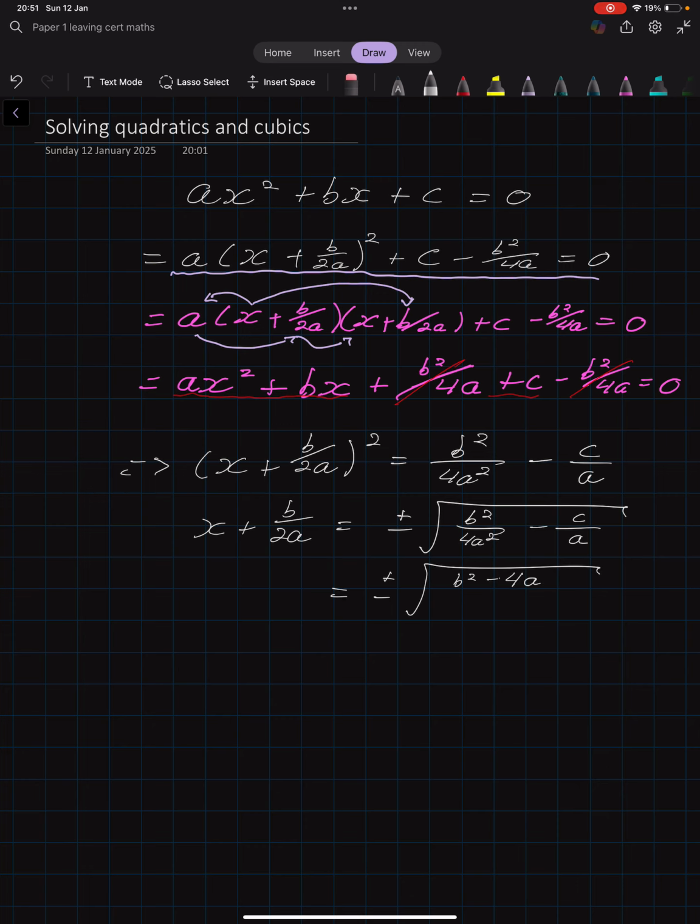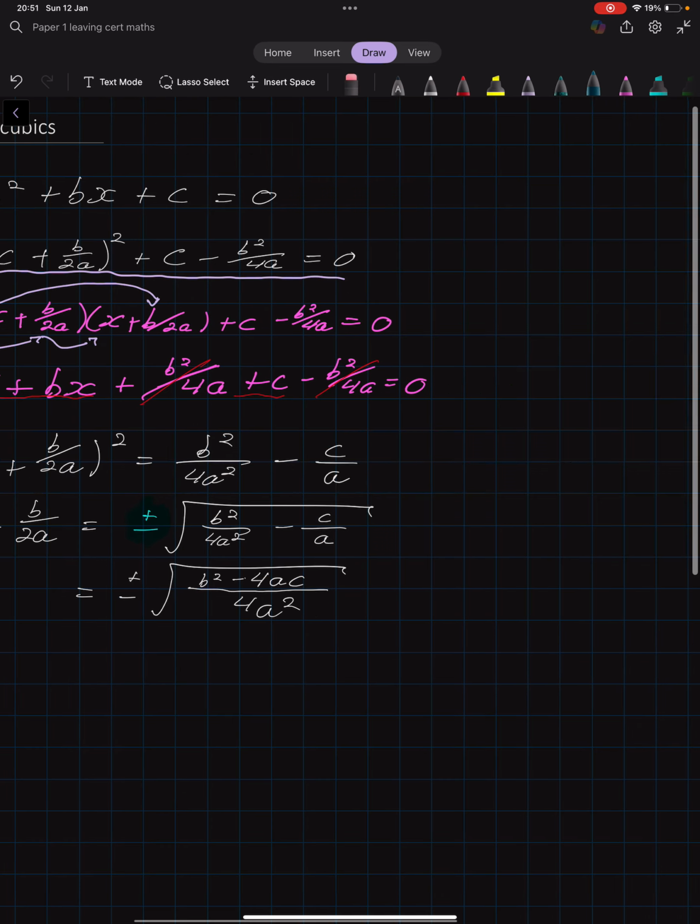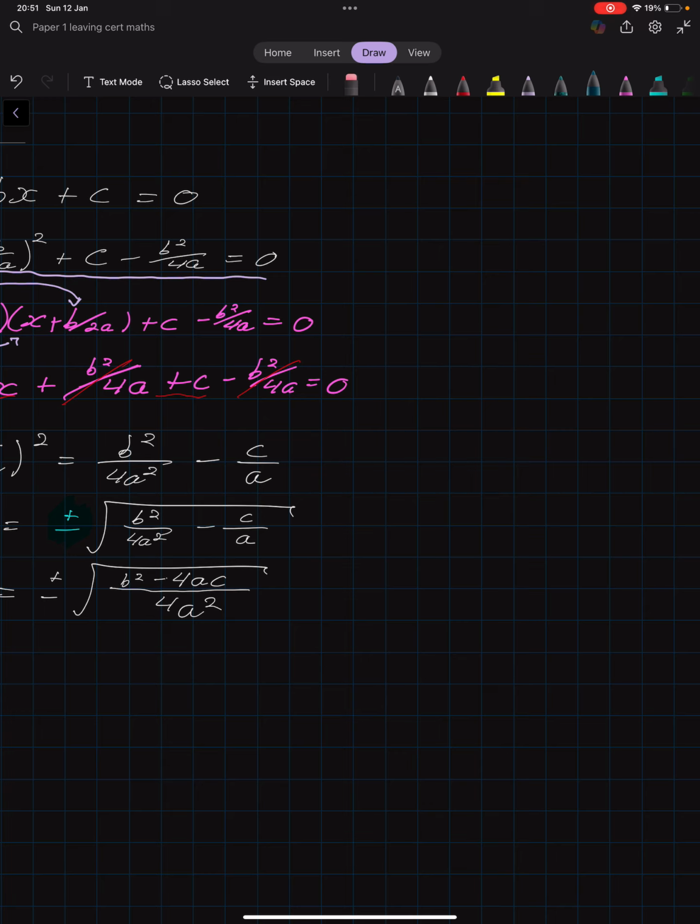Also, I should probably highlight why there's a plus and minus here. The reason is that if you have something like x squared equals 4, this means that x could equal plus or minus 2. Because you're squaring it, you don't know if x is positive or negative, so you know the magnitude or the size of it, but you don't know whether it's positive or negative.